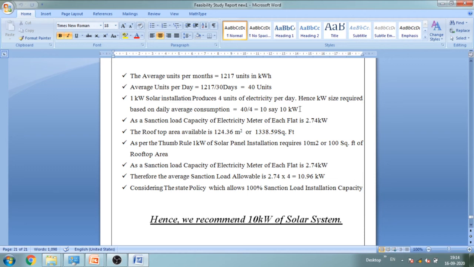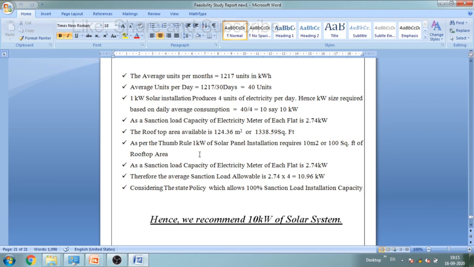Once we have decided the basic solar capacity required, we need to check the sanction load capacity of the electricity meter. In this case, each flat has a sanction load capacity of 2.74 kilowatt. The rooftop area available, which is the third parameter, is 124.36 meters square.